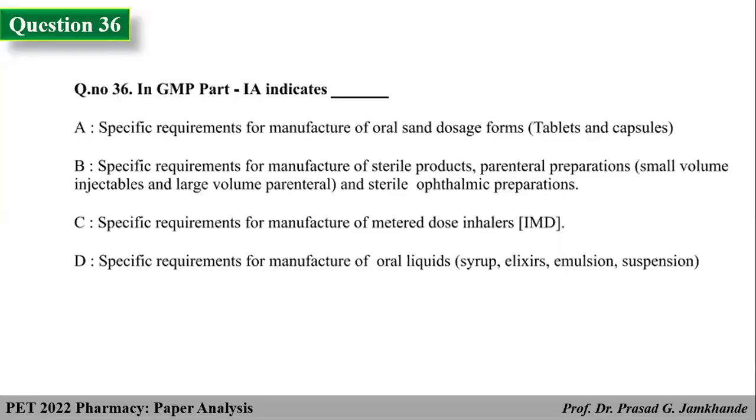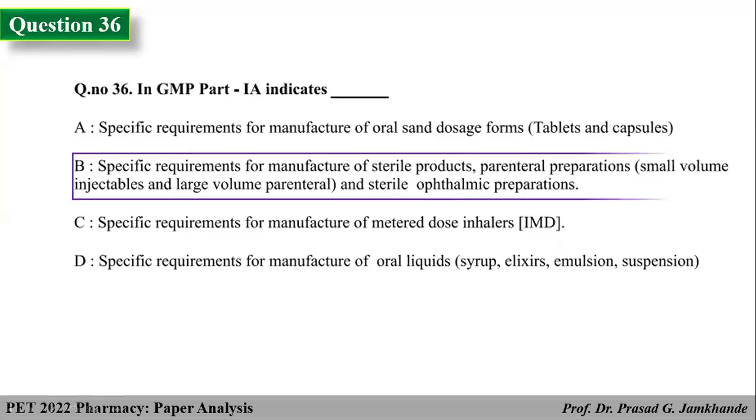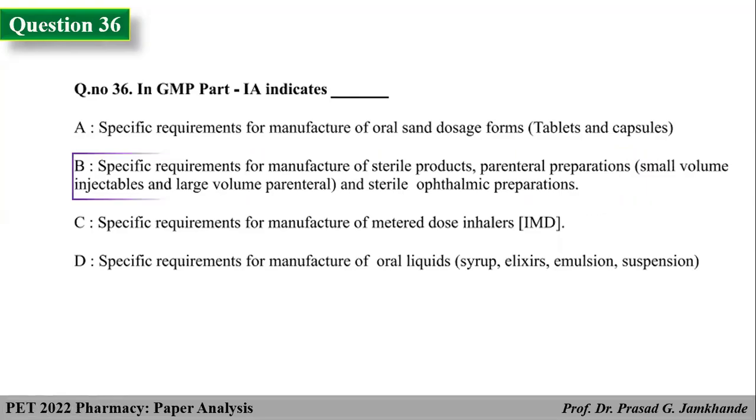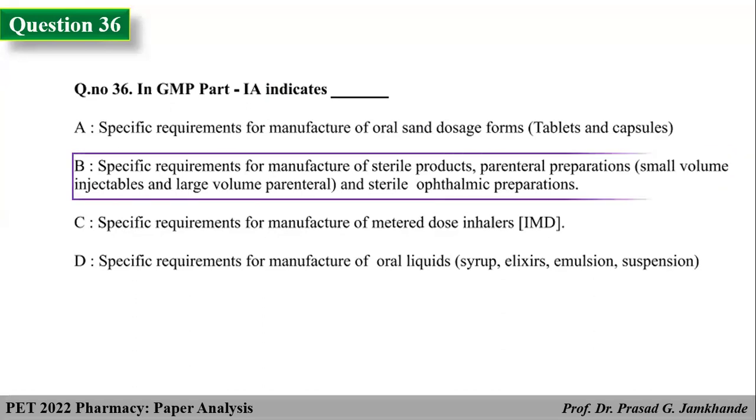Next, question number 36. GMP Part 1A indicates the specific requirement for manufacture of sterile products, parenteral preparations, small volume injectables, large volume parenterals, and sterile ophthalmic preparations. This particular GMP Part 1A is related with these parenteral products. It is not related with metered dose inhalers or oral liquids or oral dosage forms.